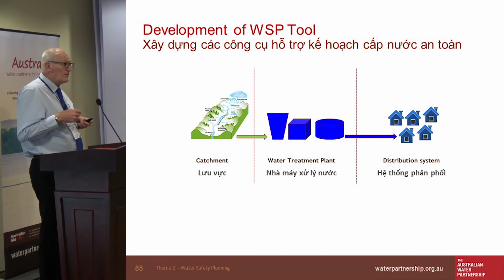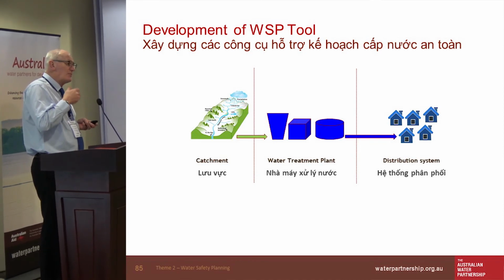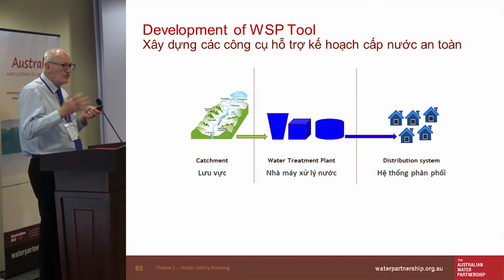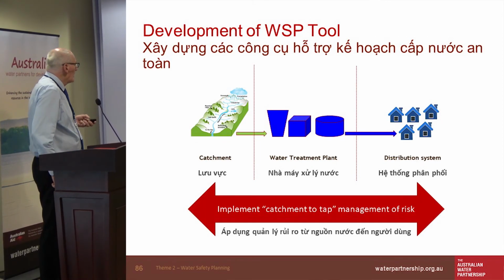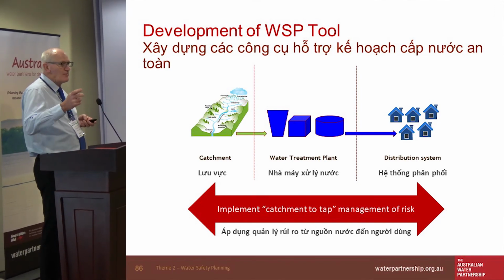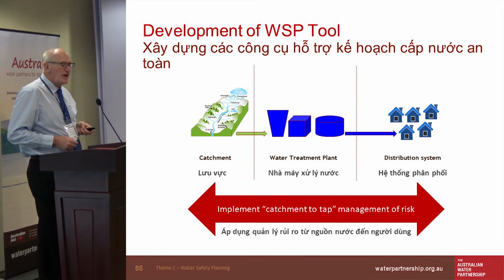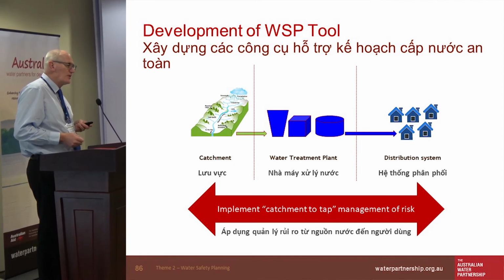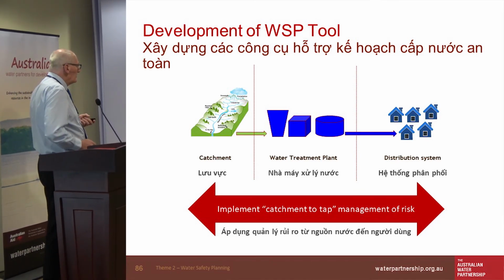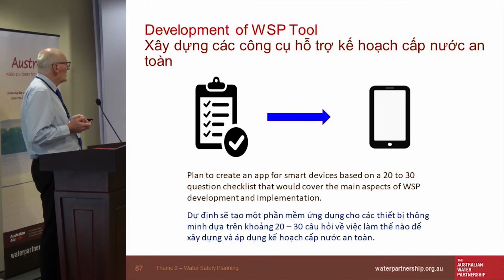So as we've seen over the course of the presentation, obviously risk management or water safety plans go from catchment through your water treatment plant and right through to your distribution system to your customer houses. And what we'd like to look at doing is implementing that sort of catchment to tap management process and the management of risk so that the customer can be confident that the water that we supply to their house is safe to drink.